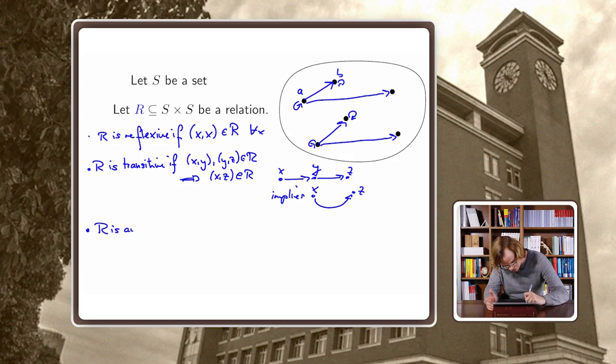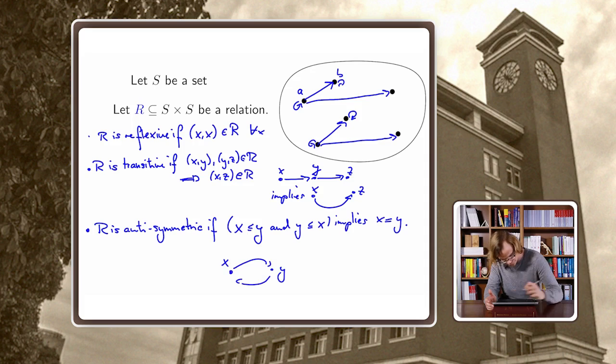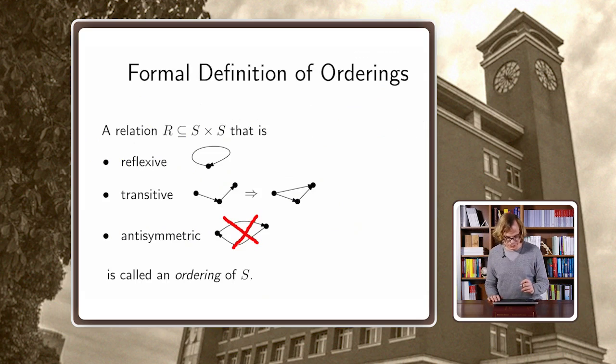And R is antisymmetric if, well, this is a little bit counterintuitive, if x cannot be smaller than y and simultaneously y smaller than x unless they are the same. So basically it means you don't have such a thing. Okay, great. So something like this doesn't happen. This means antisymmetric. So let's quickly summarize it.